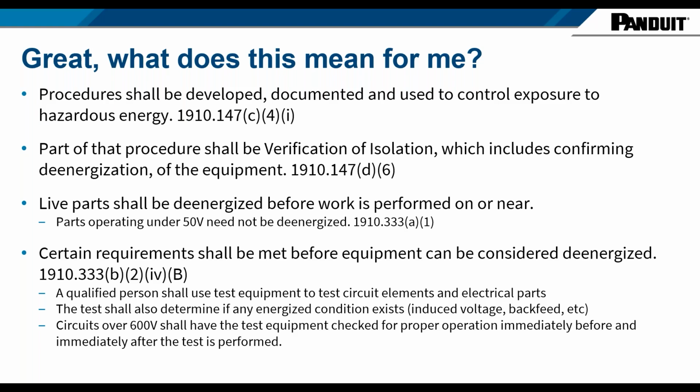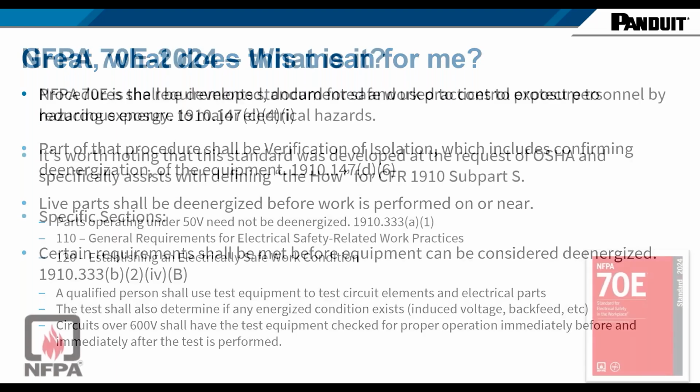The test shall determine if there are other energized conditions. Induced voltage and backfeed were specifically brought up, but anytime there's a hazardous condition present beyond just the main feed, you've got to verify that as well. And the last thing I mentioned is that specifically on 600 volts or more, the test equipment should go through that live-dead-live operation verification step to make sure it's functioning properly, right? Because the whole thing with the life safety process is you want to make sure that these things work properly. You don't want to find out the hard way, right?